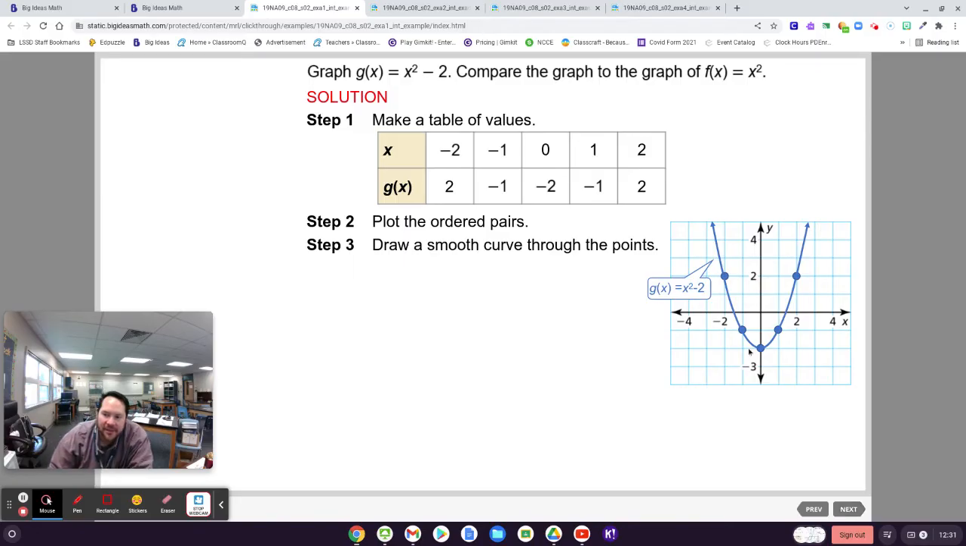So that is what the graph of g of x looks like. Notice it's the exact same thing as f of x, it's just moved down 2 spaces. So it's f of x, but it's moved down 2 spaces. So the -2 just moves it down. That's it. All right, fantastic. Great example to add to your notes.